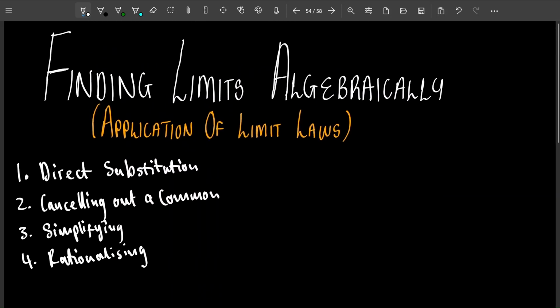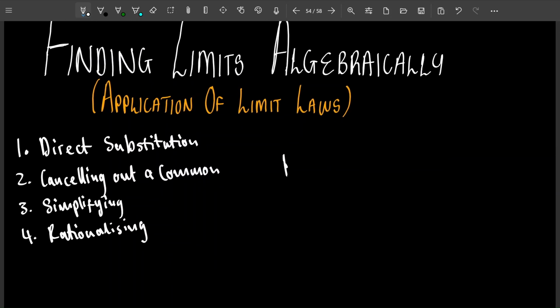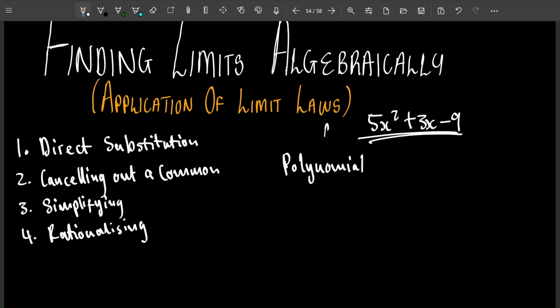Basically, the types of questions we are going to meet are either going to be a polynomial, which we know what a polynomial is, right? Something like 5x squared plus 3x minus 9. This is a polynomial function, so we could say f of x is equal to that. We don't even care what it's really going to look like. So either it will be a polynomial or it will be a rational function, and we're going to be finding limits for these two.